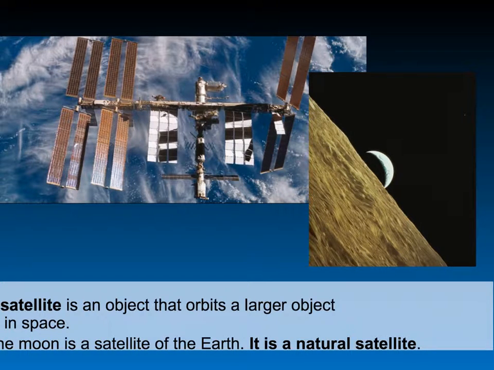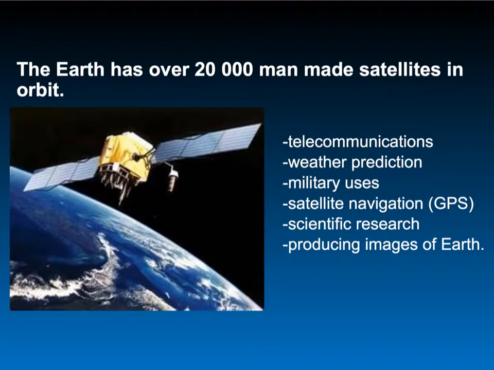It's not just the Moon and our man-made satellites that are classed as satellites. The planets can be classed as satellites around the Sun as well. The Earth has got over 20,000 man-made satellites in orbit. Some of them are really small, just a few metres across, but others can be very large military or commercial satellites, maybe the size of a bus.